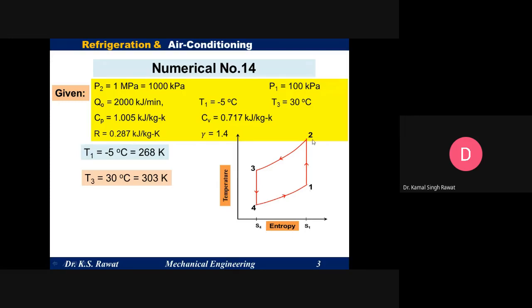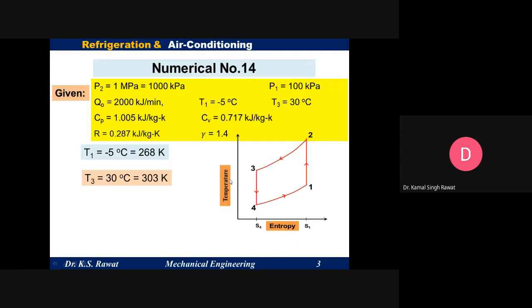Okay, so 1 to 2 is an isentropic compression, then 2 to 3 is an isobaric heat rejection in the air cooler, 3 to 4 is isentropic expansion, and 4 to 1 is isobaric heat absorption. So in process 1 to 2 compression occurs. We have the temperature T1 and we can easily calculate the value of T2 by the simple relation T2 by T1 equals P2 by P1 to the power gamma minus 1 upon gamma.